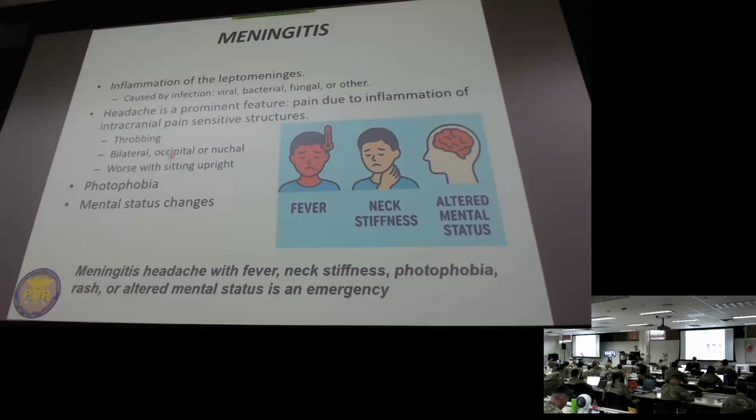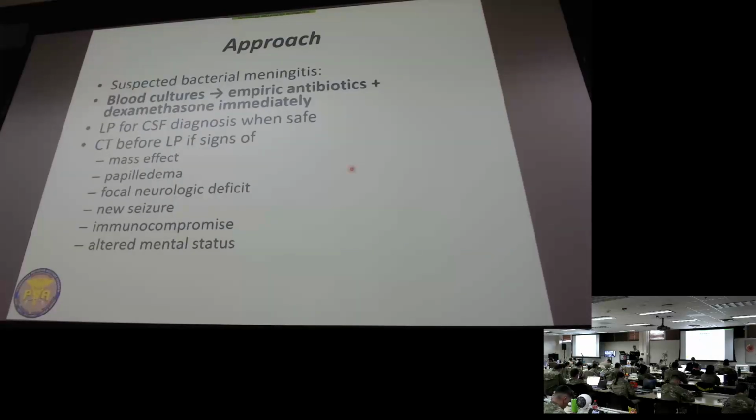It causes throbbing, bilateral, occipital or neutral pain, meaning the back of the head, worsening by sitting upright. We're looking for fever, stiff neck, altered mental status. I think they have the actual clinical triad in an upcoming slide. But if I start to see these, headache with the stiff neck and they have a fever, that really should raise your suspicion for meningitis. Mental status change is also very common with these. When we get someone with meningitis, don't worry, you'll get this during ID. This is just kind of a quick overview.